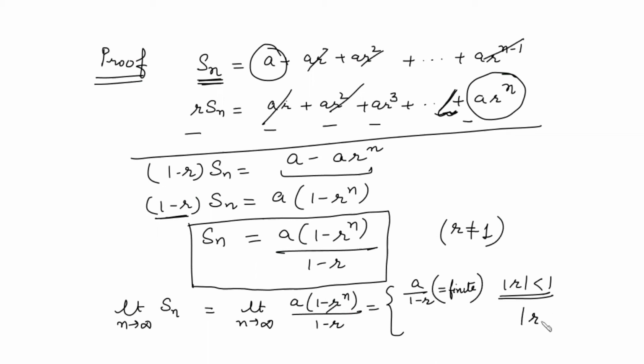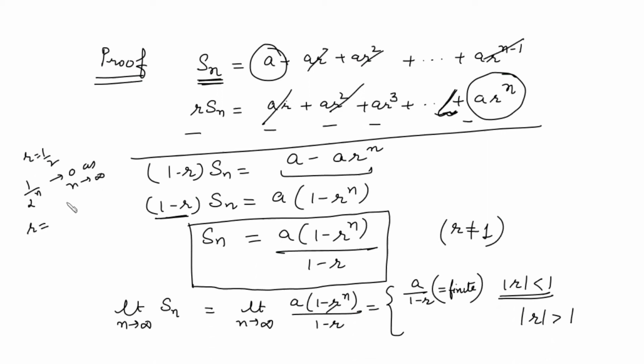But if the mod of r is greater than 1, then this is approaching infinity. Just like if you have r to be, let's suppose, half, then 1 by 2 to the power n will go to 0 as n goes to infinity.